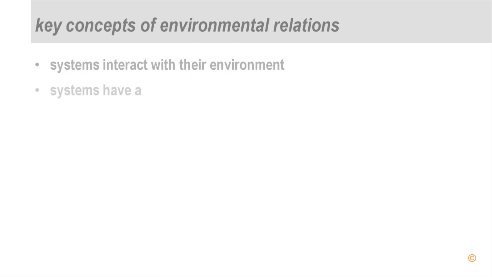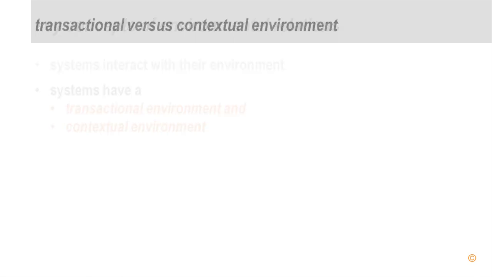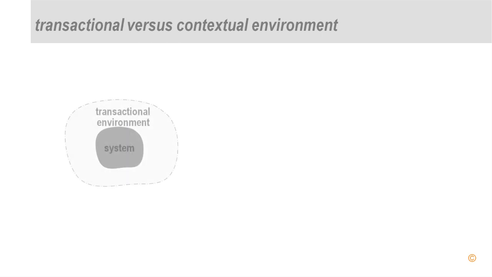We need to understand that systems have a transactional environment and a contextual environment. That distinction between transactional environment and contextual environment is one of the degree of control that the system has over its environment. Now let me explain that a little more. So the system has a transactional environment.